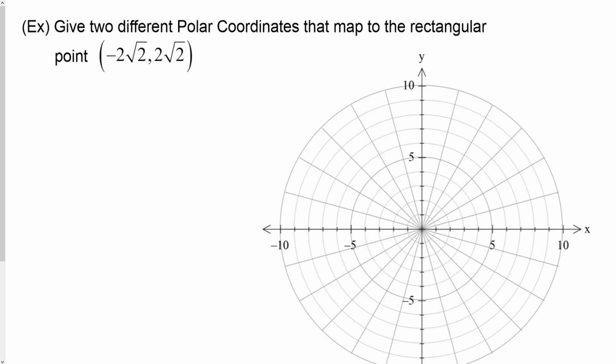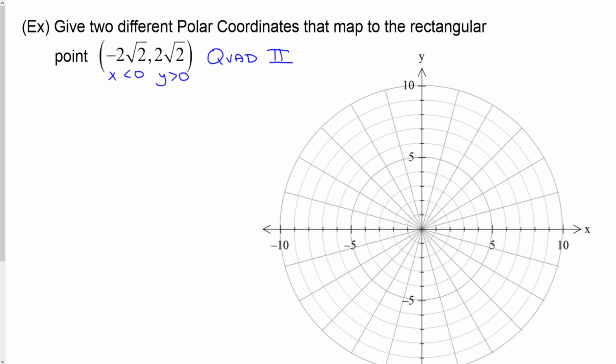So give two different polar coordinates that map to the rectangular point -2 √2 and 2 √2. All right, so this particular point is in quadrant 2. And the reason that I know it's in quadrant 2, the x value is negative and the y value is positive. So when the x is negative and the y is positive, that puts us in quadrant 2.